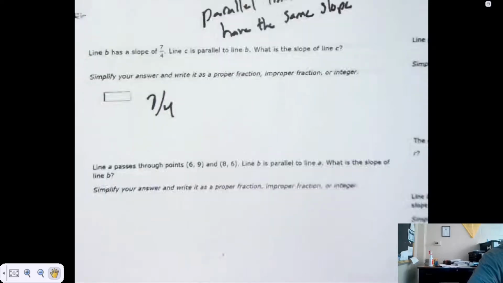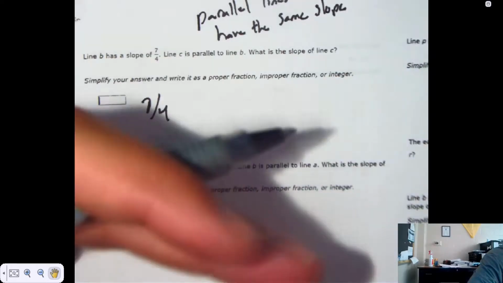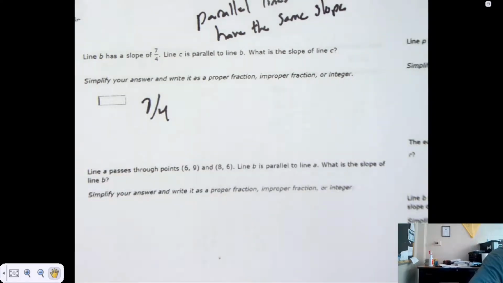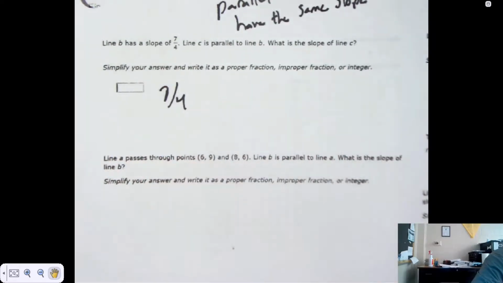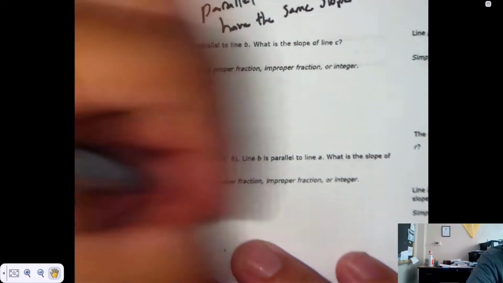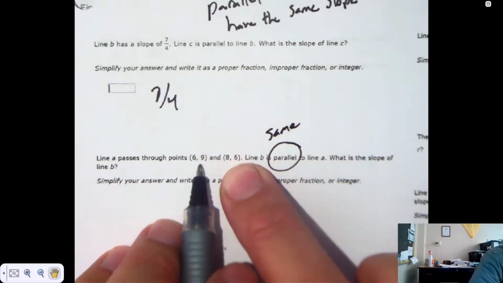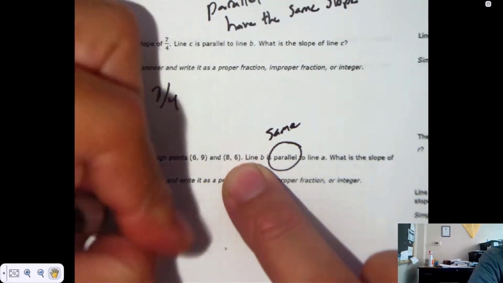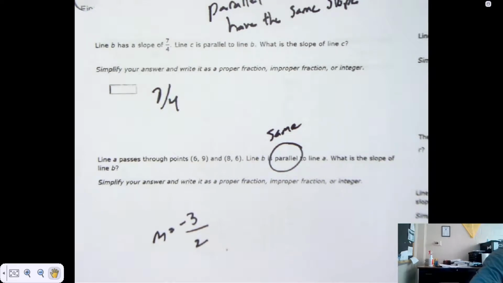Now, hopefully we got all the questions on that addressed. We're working on the one underneath, not to the right. We're told line A passes through 2 points and line B is parallel. Find the slope of line B. Well, what are you going to do? You're just going to find the slope, right? Be the same slope. So what's 6 minus 9? -3. How about 8 minus 6? 2. That's it.